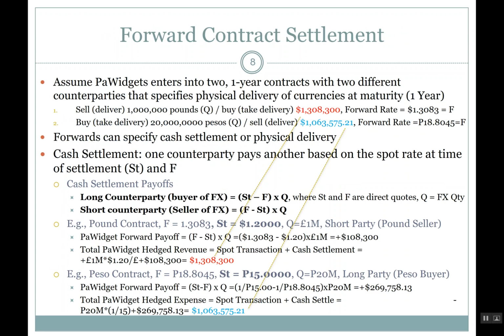Now, here's what it looks like to set up the contract. We're going to do 2 contracts actually. We want a contract to buy 20 million pesos for 1 year, and we want a contract to sell 1 million pounds. So we want 2 forward contracts. So those are my two contracts.